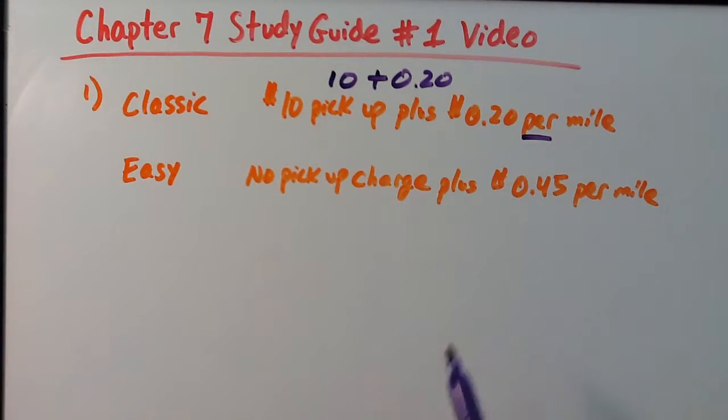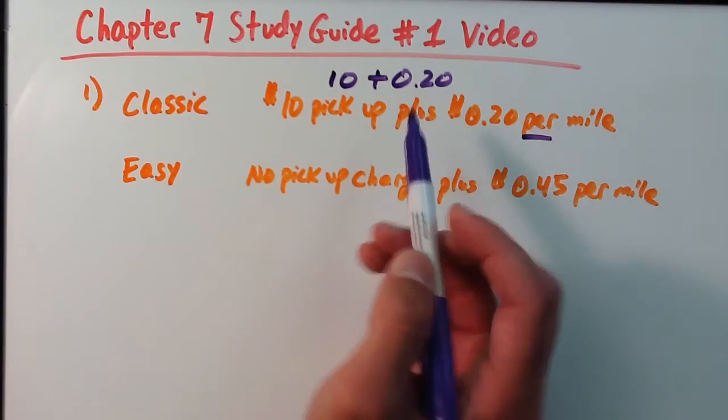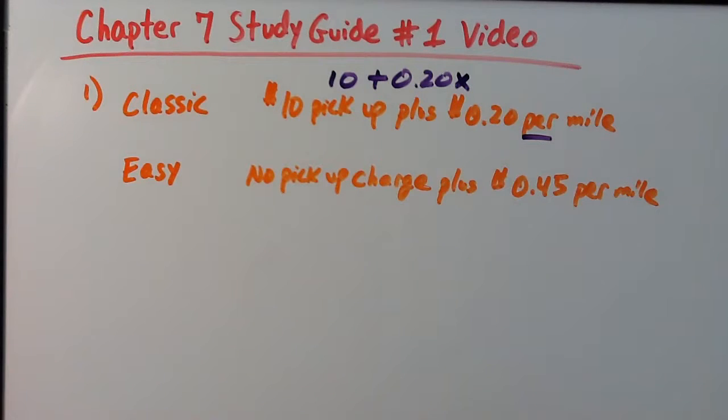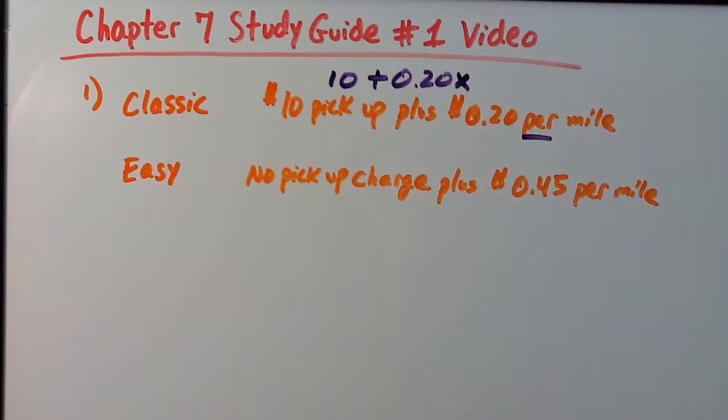So we're paying $10 plus 20 cents, or 0.20, per mile, or 20 cents times the number of miles. And so I'm going to use a variable to represent the number of miles because I don't know the number of miles. That's my unknown. And that's simply what a variable is, right? A letter to represent an unknown number. So I'm paying $10 plus 20 cents times the number of miles. Let's just use x for our variable, x, the number of miles. So the classic shuttle, I'm going to pay 10 plus 20 cents per mile.